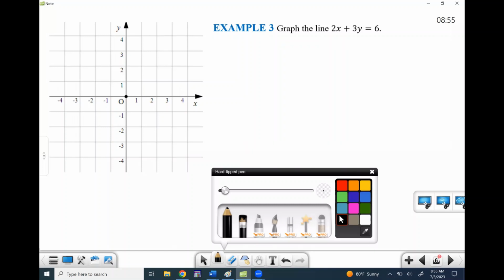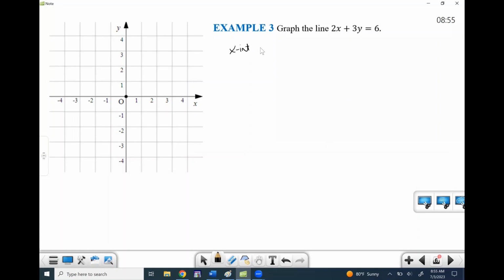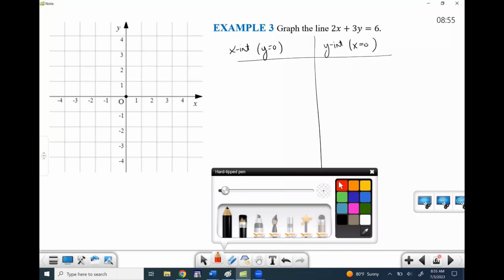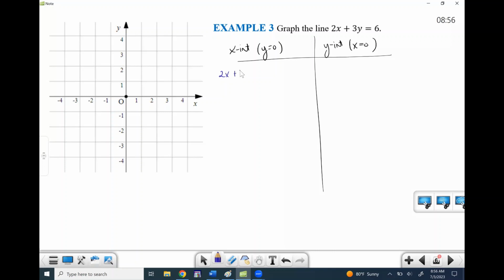Okay, all right. So we said to find x-intercepts, we let y be 0. And then we said to find y-intercepts, we let x be 0. Okay, so I'm going to go ahead and start by letting y be 0. All right, so we got 2x, and 3 times 0 is 0. And 2x plus 0 is still just going to be 2x because we didn't add anything to it.